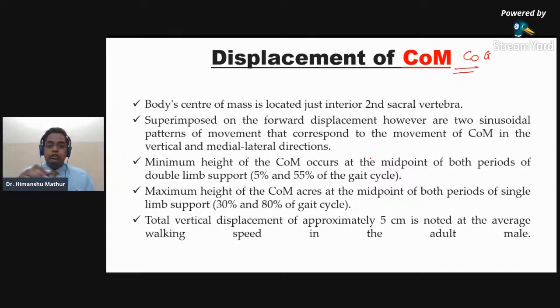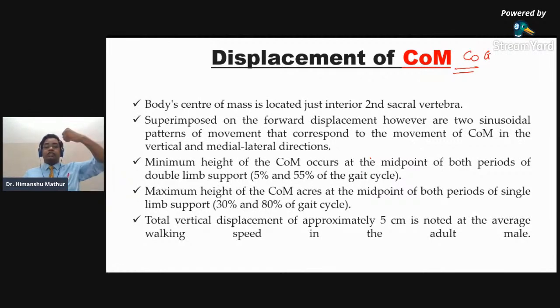Okay, so the minimum height of the COM occurs at the midpoint of both the periods of double limb support. See, whenever both the legs are in contact with the ground, it means both are bearing some amount of weight. If both are bearing some amount of weight, there is no height achieved by my body.